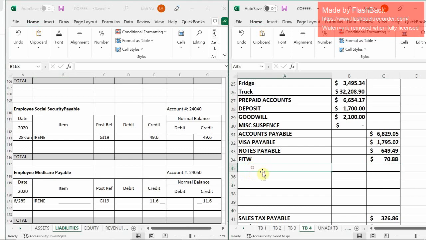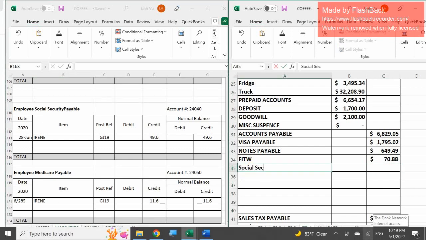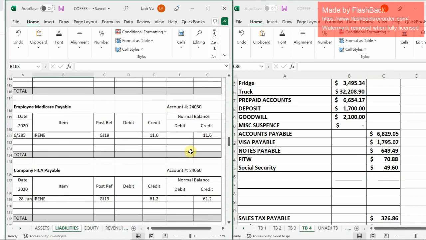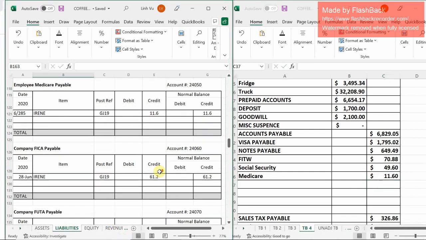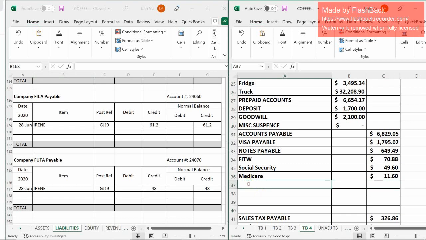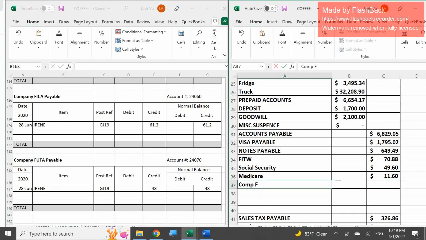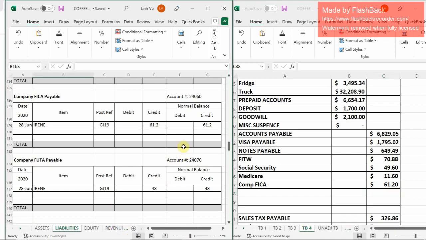The Social Security was a grand total of $49.60. Okay, on the credit side. Medicare gave us a total of $11.60 on the credit side. Then our company FICA gave us a total of $61.20 on the credit side.